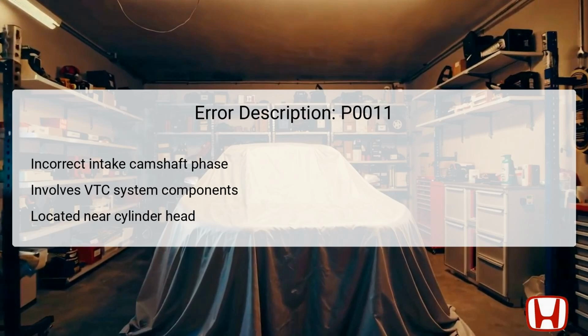This system is critical for ensuring the engine operates efficiently at various speeds and loads, helping to optimize fuel economy. The typical location of the VTC actuator is near the cylinder head, closely associated with the intake camshaft, which is why any failure or discrepancy could lead to significant performance issues.